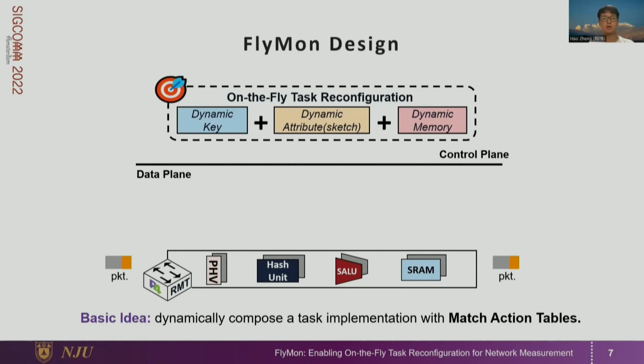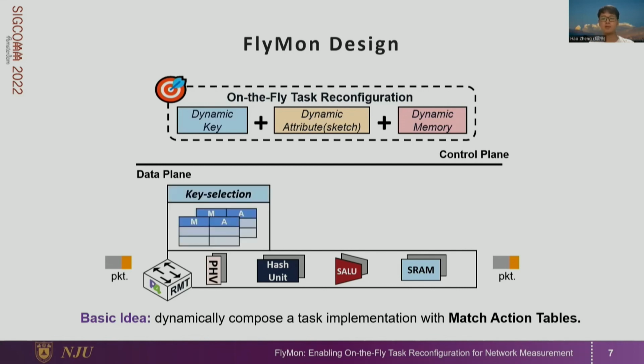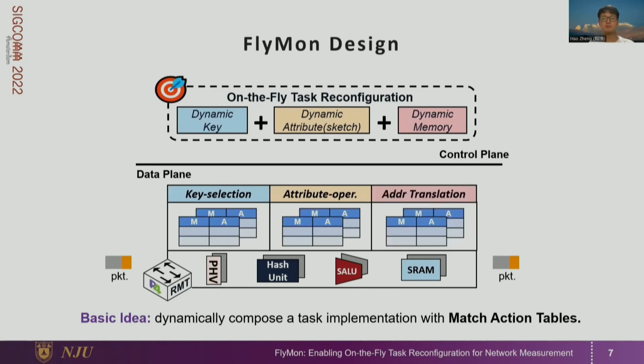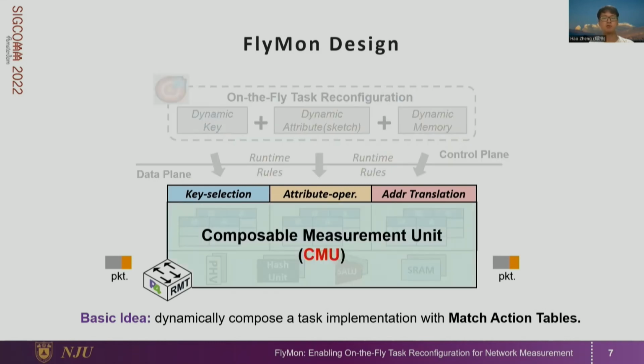In particular, we propose three basic parts in the data plane: a key selection phase, an attribute operation phase, and an address translation mechanism. The control plane can configure the three parts as various measurement tasks by adding or deleting the table rules of the three parts. We define the three basic parts as a composable measurement unit, abbreviated to CMU or CM unit. Below are our design details of the CM unit.